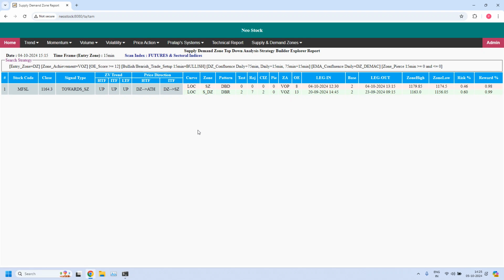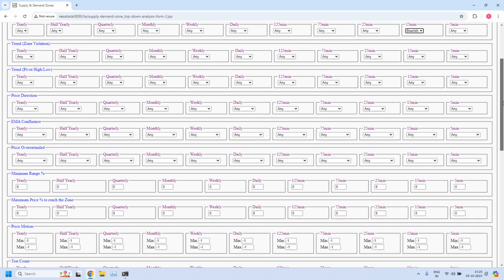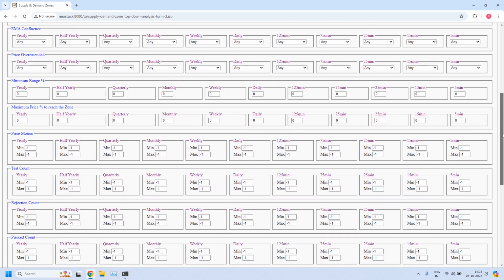Okay, next one is about bearish trade setup for daily income trade. Entry time frame 15 minutes. Entry zone supply zone. In bullish or bearish trade setup at 15 minutes, I am selecting bearish, and this 15 minutes supply zone should not be pierced. So in the pierced count at 15 minutes time frame, I am setting minimum value 0, maximum value 0.